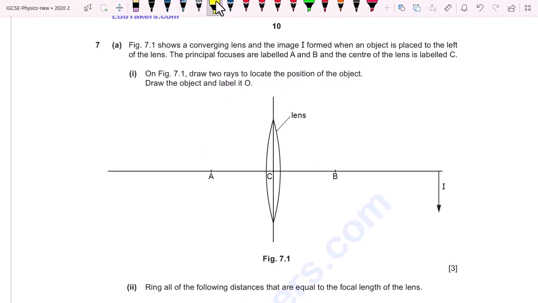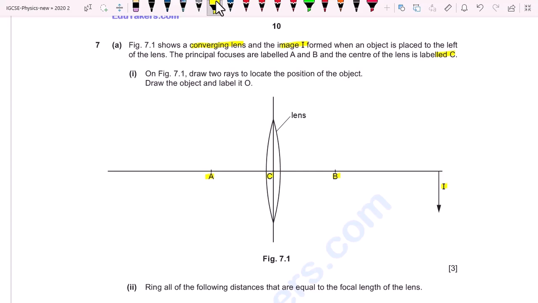Question number 7, part A. Figure 7.1 shows a converging lens. A converging lens is a lens that is used to converge the rays at a point, and the image, represented by capital I, is formed when an object is placed to the left of the lens. The principal focuses are labeled A and B, and the center of the lens is labeled C. You can see in the figure that the points A and B are basically the principal focus, C is the center of the lens, and I is the image formed by this lens.